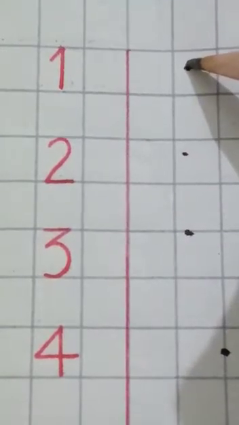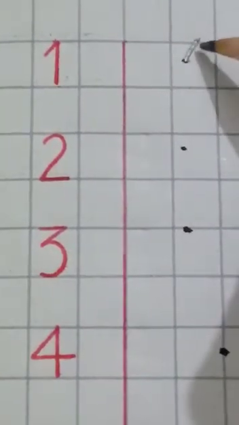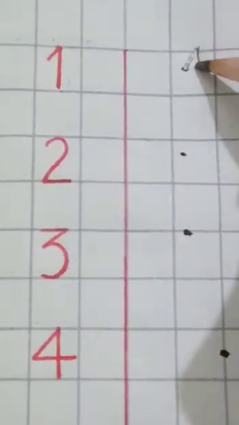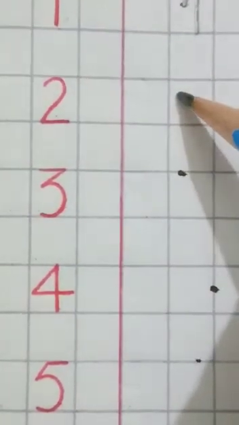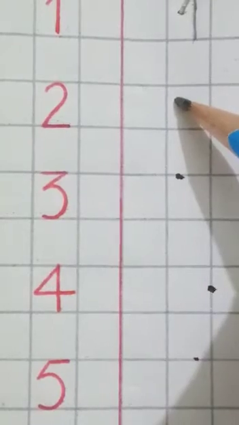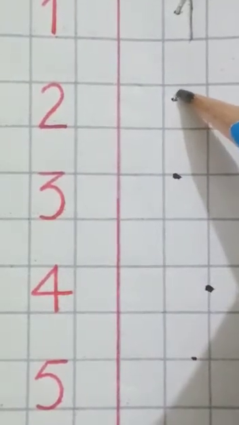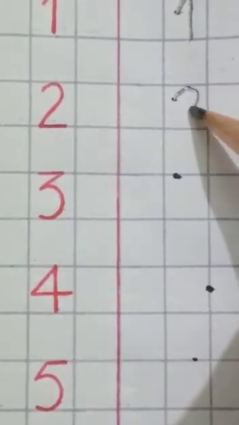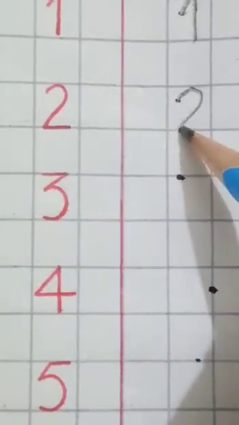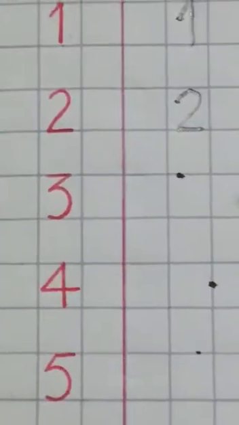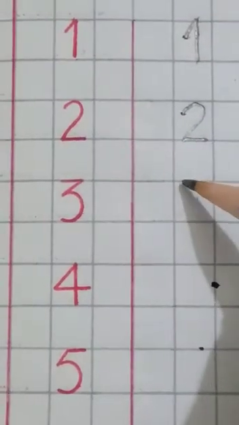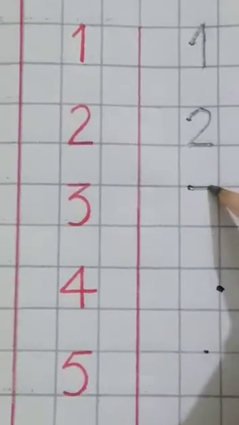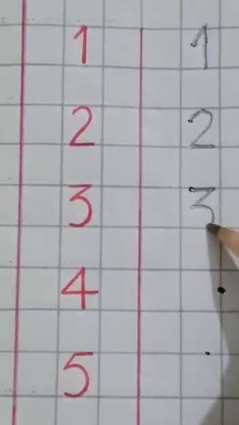Just move your pencil in upward direction and then drag it down. 1. Now here is 2. Make this diagonal line like this. 2. 3.